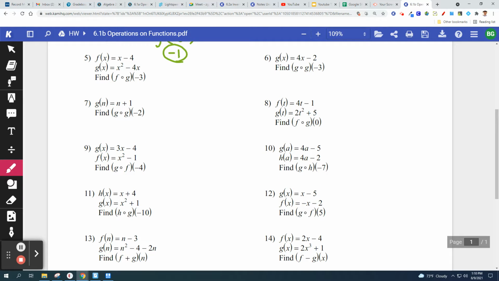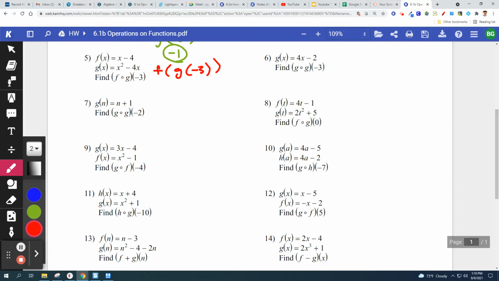Number 5, same thing. Let's go with f of g of negative 3. I want to start with plugging negative 3 into the G function. And that's right here and right here. So let's look at a calculator for this one.